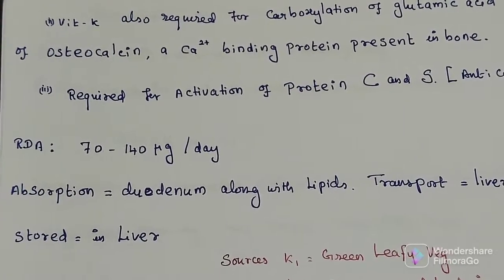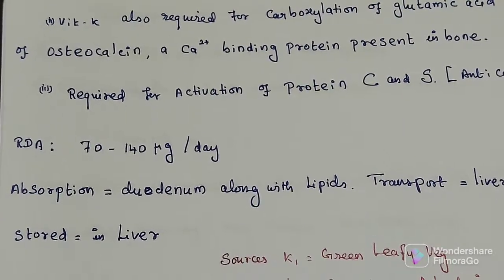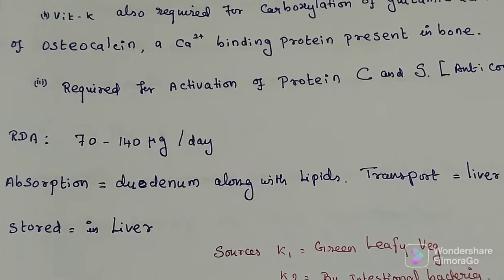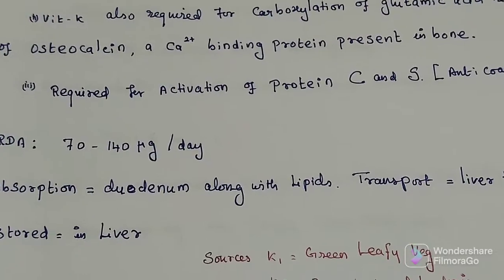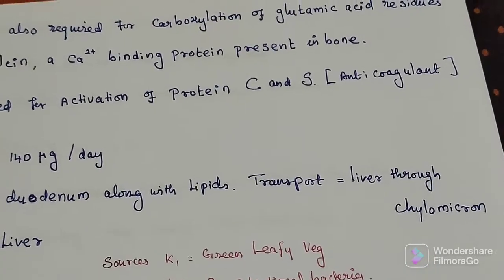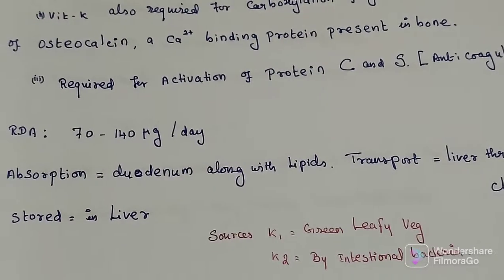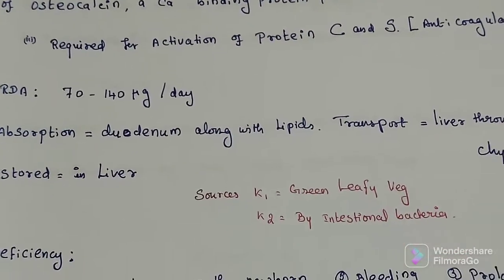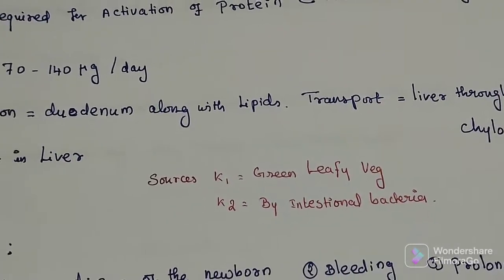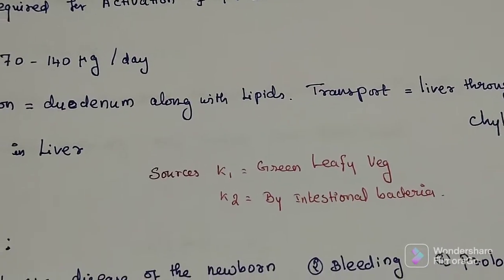The RDA is 70 to 140 micrograms. Vitamin K is absorbed in the duodenum along with lipid. Then it is transported to the liver through chylomicrons and stored in the liver. The important sources are K1 from green leafy vegetables and K2 from intestinal bacteria.